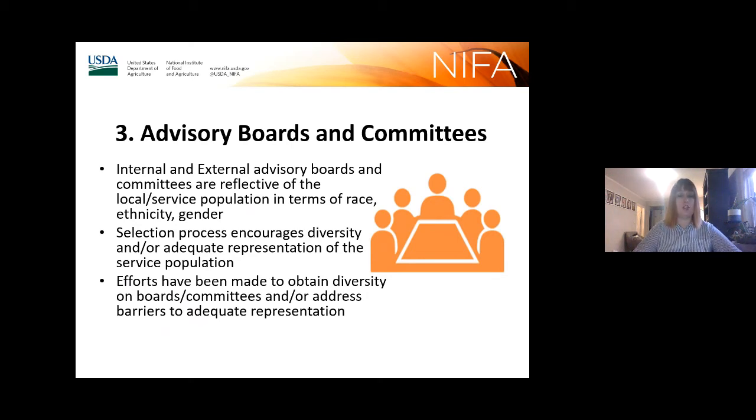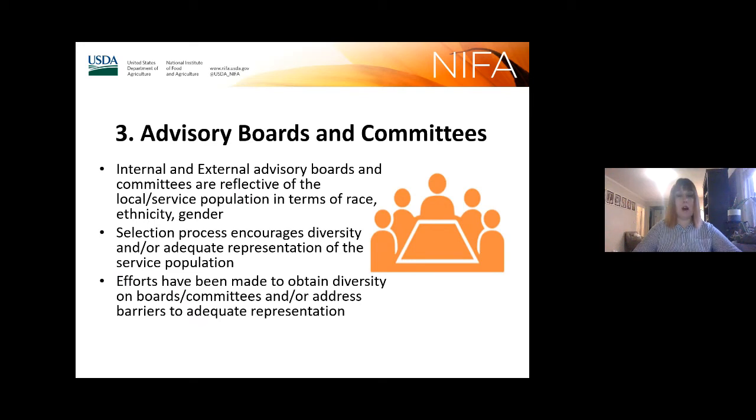So for all of these review areas that have to do with representation, we're not only looking at what is the reg data, what is the makeup of, whether it's participants, boards and committees, etc.